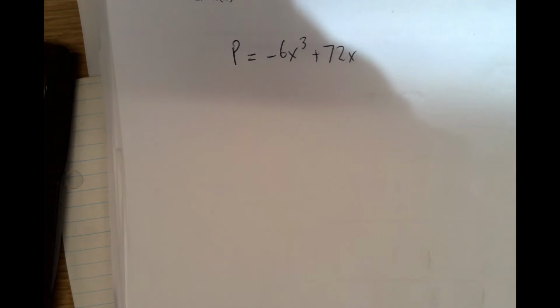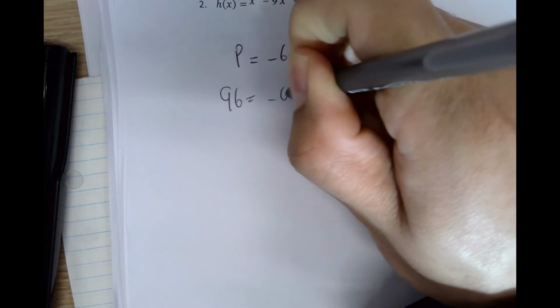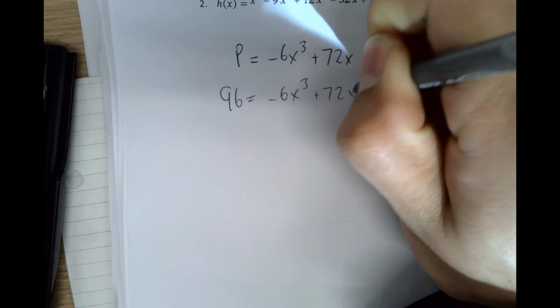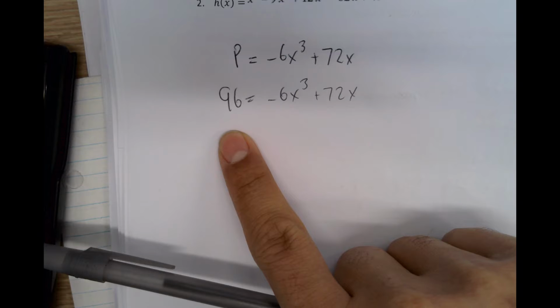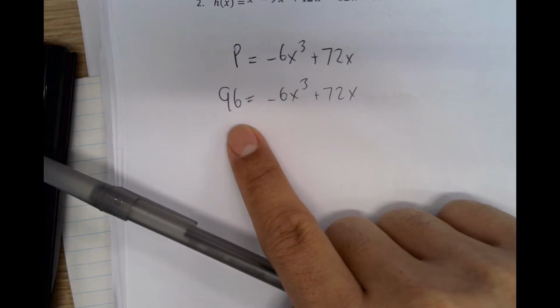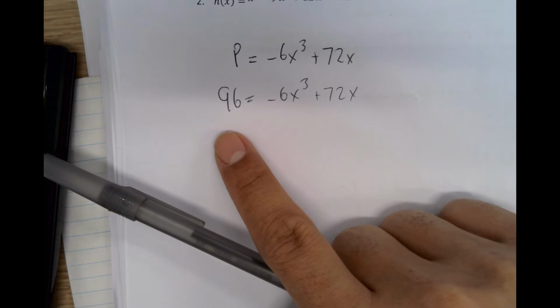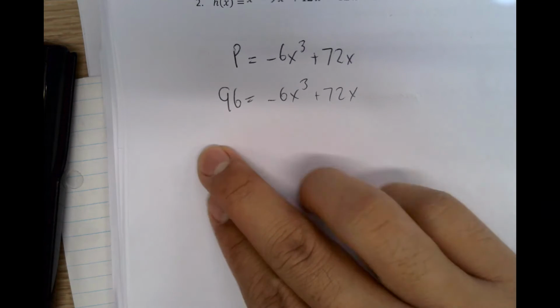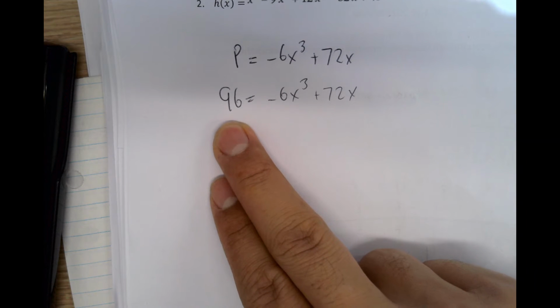What they ask us to do is to show that 2 million DVDs is the only production level for the company that yields a profit of $96 million. So we're going to use our information here that 96 is the profit. You can see that we're letting P equal 96, because they're asking us, when our profit is equal to 96, to prove that it is when you can manufacture 2 million DVDs. So we're going to substitute P with 96.